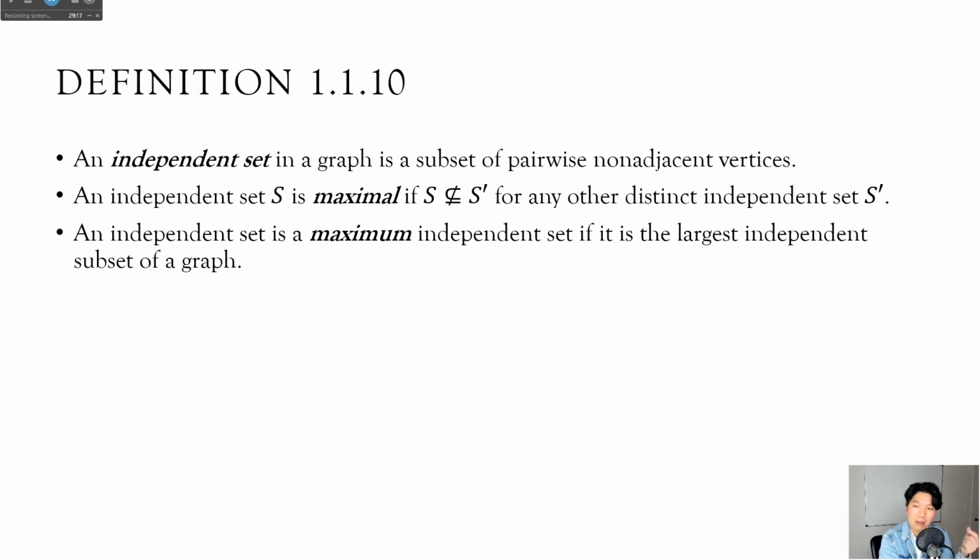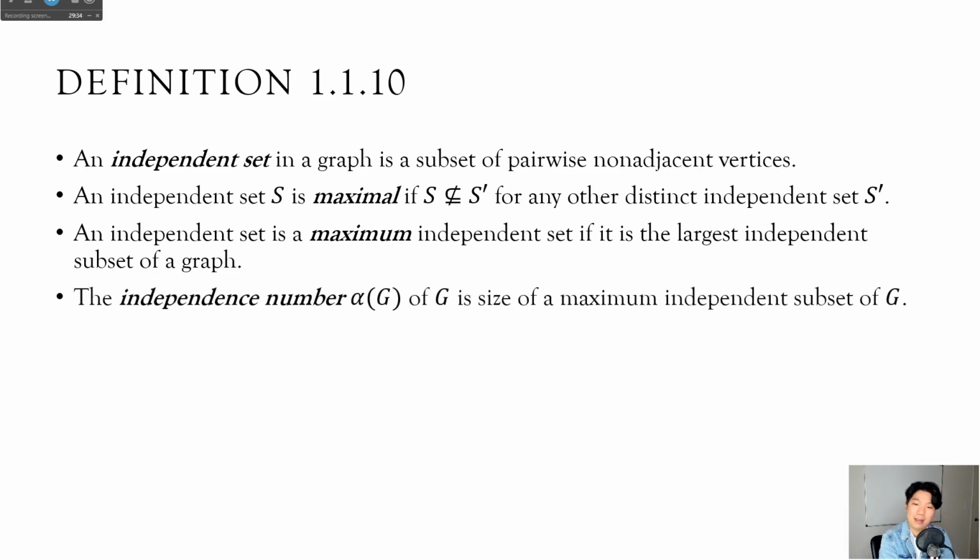On the other hand, maximum, notice that these are two different definitions. A maximum independent set is the biggest possible independent set that you have in a graph. If I have a maximum independent set, whatever size it is, that is actually what we call the independence number, alpha of G.